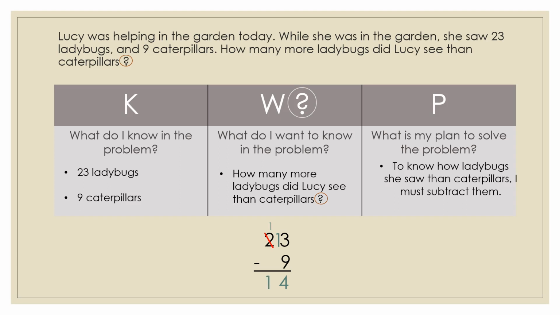So my answer is 14, but I'm not done yet because with word problems, I can't forget to label my answer. Lucy saw 14 more ladybugs than caterpillars. Okay, third graders, I want you to use the KWP chart to do the activities in the next assignment.